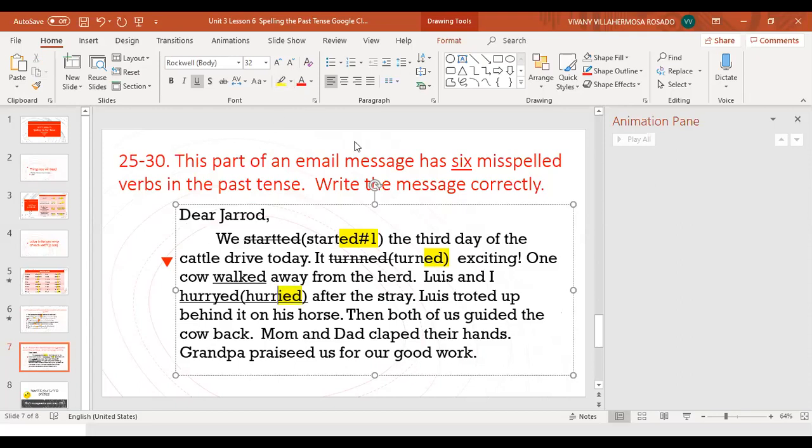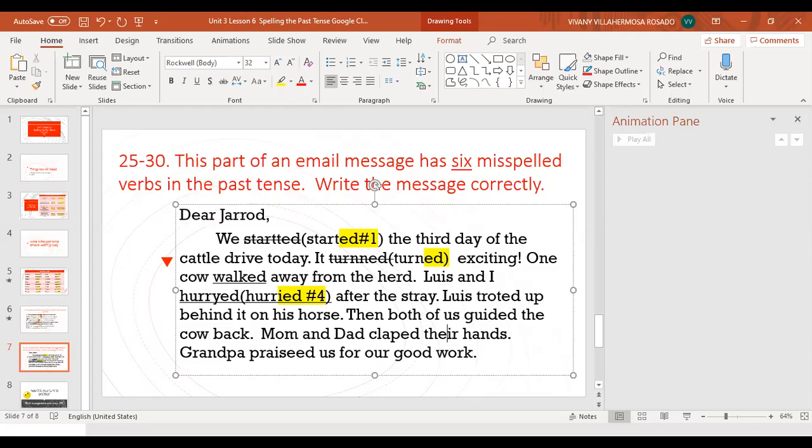So we're looking for 6 misspelled verbs, and we've already found 3. And we are following rule number 4 for this one, okay? Which is perfect. Okay, let's go to the next sentence. Louis trotted up behind it on his horse.